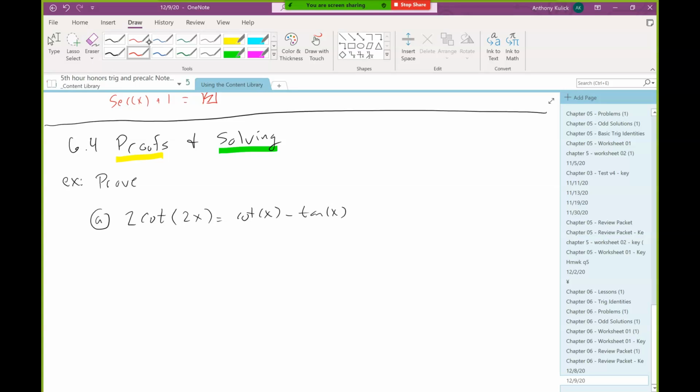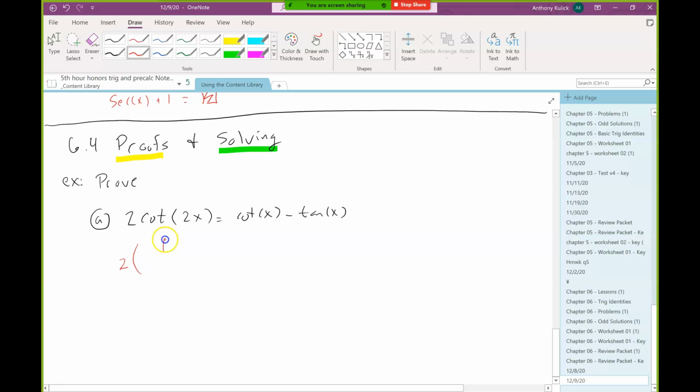So first thing we would want to do is take a look and see if we can determine the side we'd want to work on. I would work on the left-hand side because I see the 2x there. It'll be much easier to turn that 2x into x's. But I don't have either a sum of 2 angles, so I could write the 2x as x plus x, or I could think of it as a double angle. But I don't have either one of those for a tangent or for a cotangent.